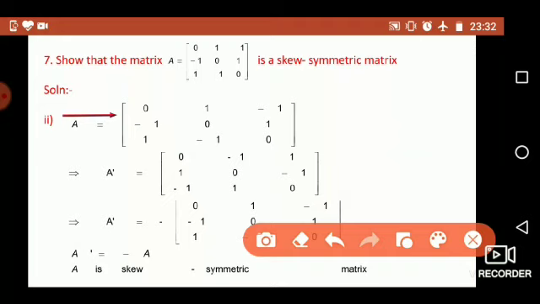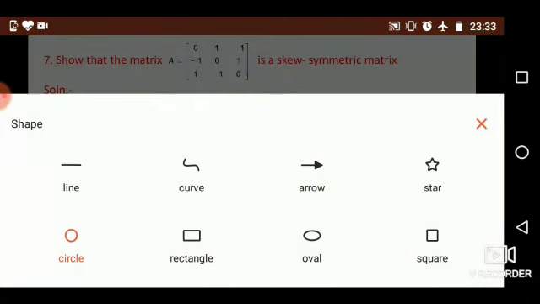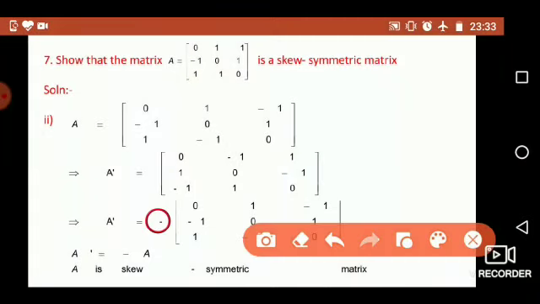Now the first row is replaced by the first column 0, 1, minus 1. Second row is replaced by the second column minus 1, 0, 1, and third row is replaced by the third column 1, minus 1, 0. Now A and A dash both are not equal. Therefore, let me take the negative sign outside from the above matrix. From this matrix, we can take a minus sign outside.